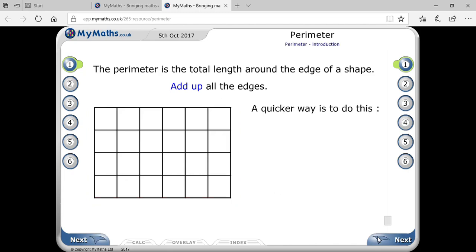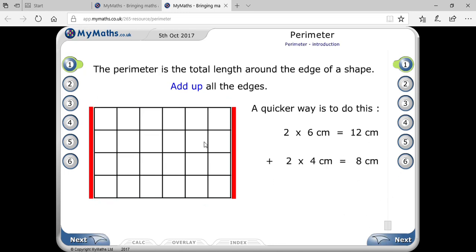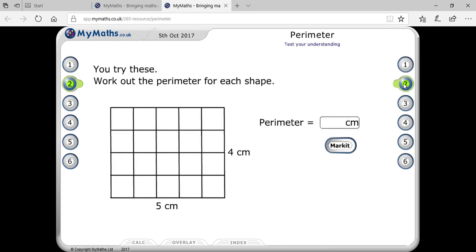A quicker way to do this is to double the length, and then you will get 12 centimeter. Again, you can double the breadth, then you will get 8 centimeter, and then you have to add both of them. That's what I did. Yes. And then you will get the same answer. Do you understand that? Yes, I definitely do. Great.